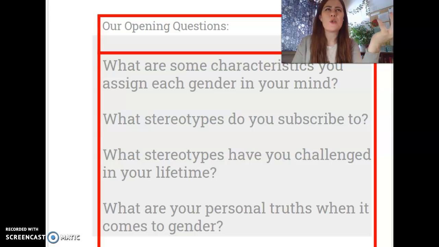Which stereotypes about gender have you challenged in your life, if not out loud to other people, then maybe just mentally? What are your own personal truths when it comes to gender? Knowing that we are constantly evolving, which is a good thing, we are constantly evolving beings, and so our understanding of other people's experiences is constantly evolving.